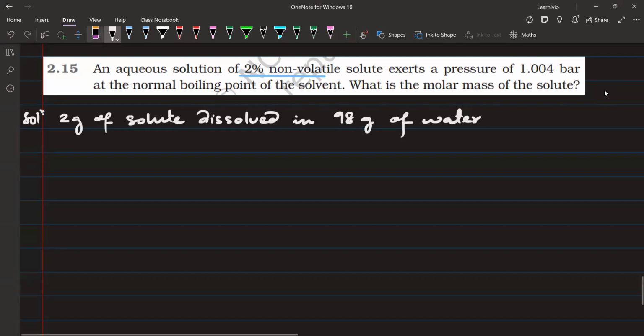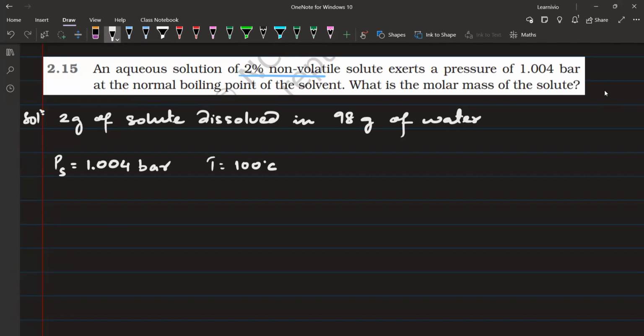Exerts a pressure of so many bar. That means the pressure of the solution is given as 1.004 bar, at the normal boiling point of the solvent. What is the normal boiling point of the solvent? What is the normal boiling point temperature of water? At 100 degrees Celsius. What is the molar mass of the solute?